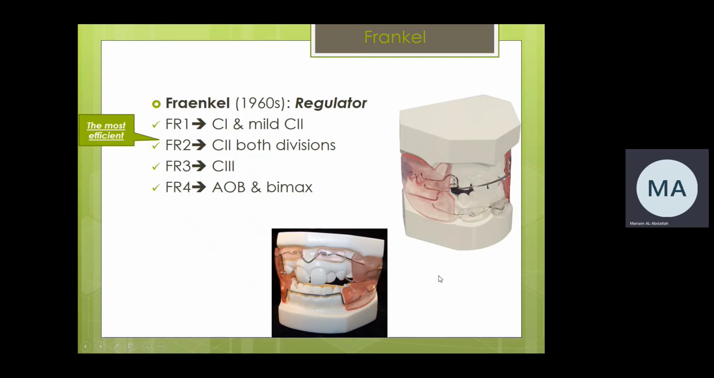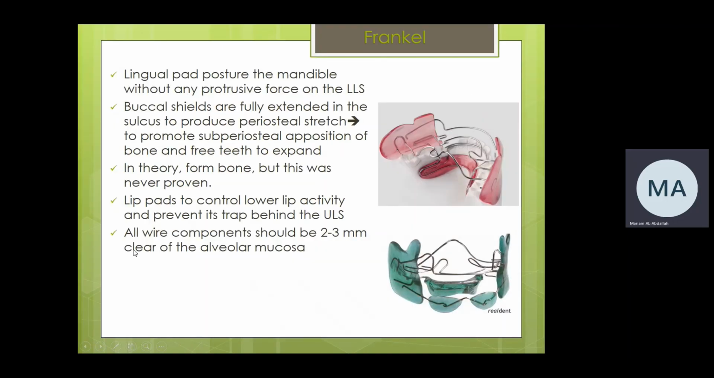The one we're going to talk about that is used to correct the class 2 skeletal pattern by enhancing the forward growth of the mandible is mainly the Frankel 2 type of appliance. So the lingual pads that are used here are mainly used to guide the mandible and to posture the mandible forward. The buccal pads here are used like the bionator, to push the cheeks away from the teeth in order to enhance the passive expansion of the arches.